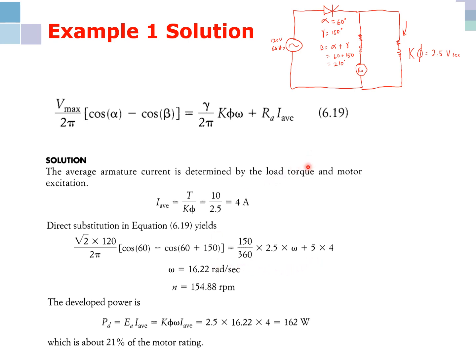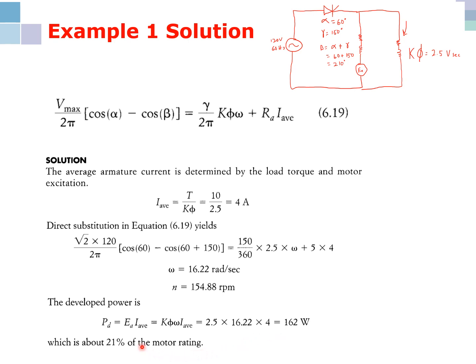So the motor speed is in radian per second, so you need to convert from radian per second to rpm, and you will get the value 154.18 rpm. Then just replace to get the value of the developed power. PD is equal to EA times I average, so just replace EA, which is equal to kV times speed, and then you will get the developed power of 162 watt.